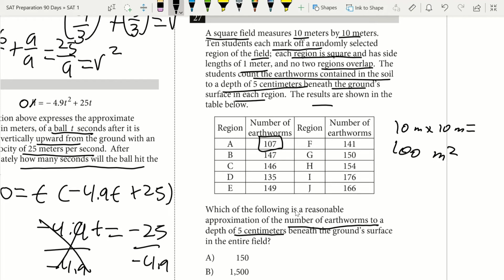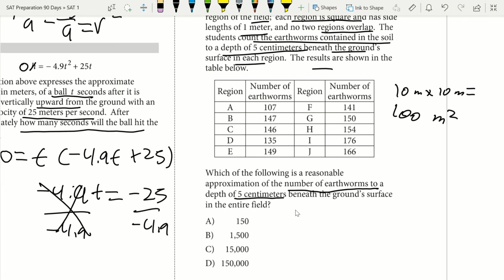Now we see that the average, we don't have to calculate it exactly, and the reason we don't have to calculate it exactly, obviously, is because all of our answer choices are factors of 10. They all contain 15. We're going to see our average is right around 150 worms, so I'll put worms as W per meter squared. We multiply that by our 100 meters squared.